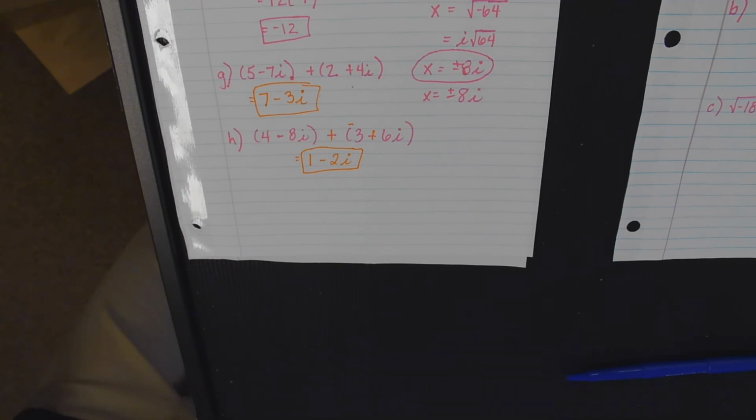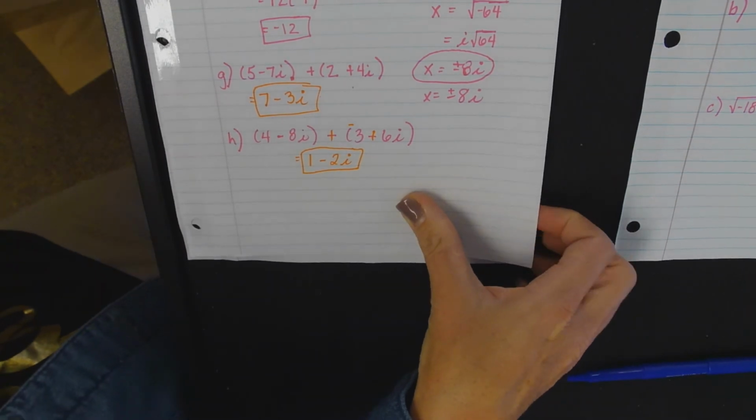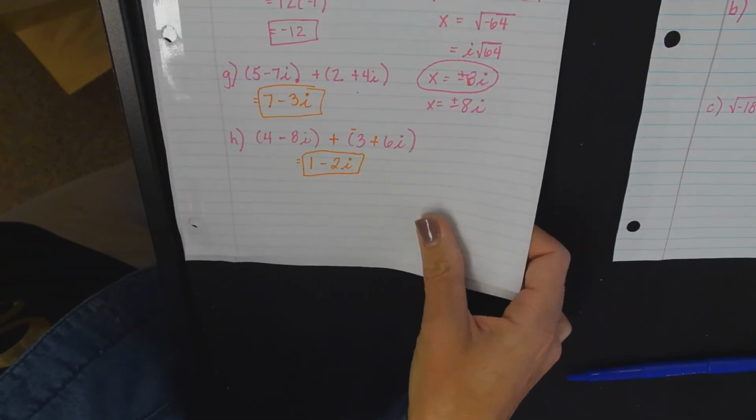I was supposed to do 2 things. What was the other thing I was going to do? Oh, you want me to tell you why i squared is negative 1? Yes, sir.